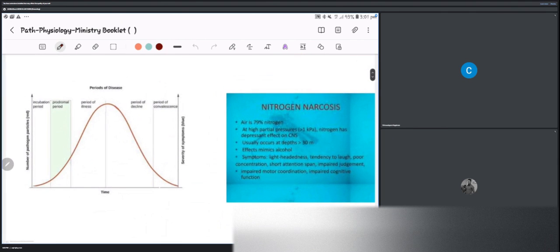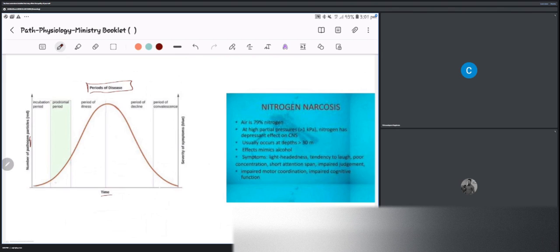So yesterday we started discussing some aspects of pathophysiology, and I started by explaining periods of diseases. As you can see on this graph now, what this relationship is all about is the number of pathogens in relation to time.